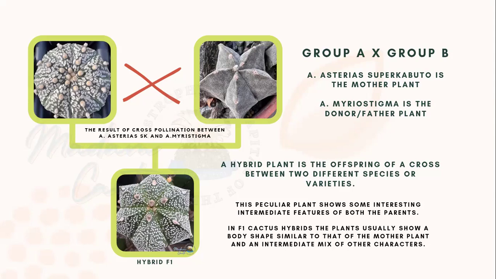The shape of the plant is more round like the Asterias. And then the ribs just look like the father. And it carries the trichome. So this is the F1, the first generation.